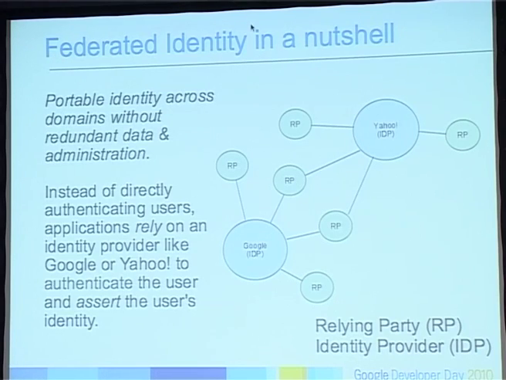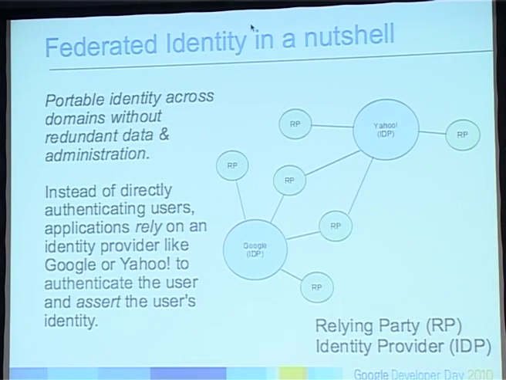Just two things on here. I do want to call out two common terms that I'll probably be mentioning quite a bit. One is relying party, or RP. This is basically an application that you would be building. And the other is an identity provider. This is where a user would actually authenticate and manage their account and their profile and their password.